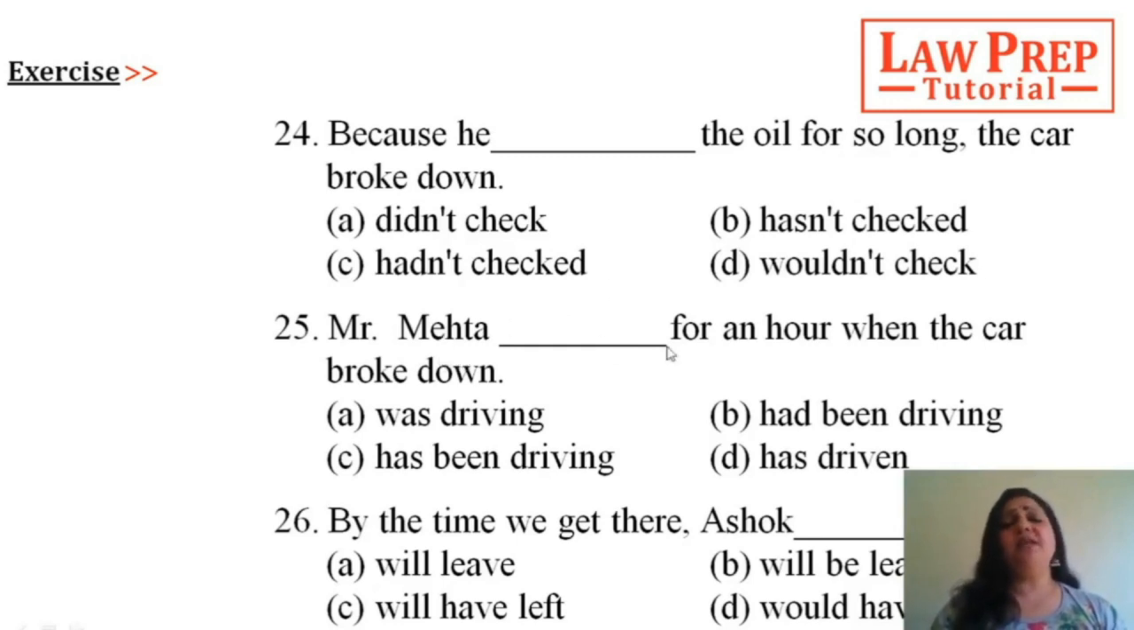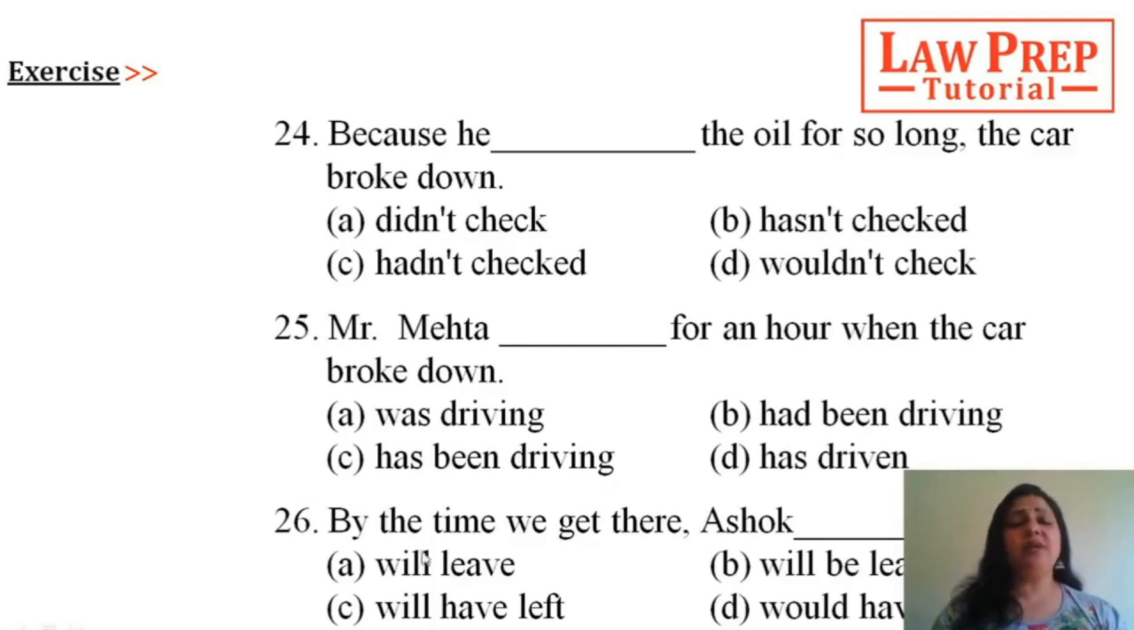Mr. Mehta drove for an hour when the car broke down. So format is the same, it's just to test you. So Mr. Mehta, naturally you use no continuous, so you can't use was driving. Had been driving, has been driving, has driven. We can't use has with the past tense, broke. So we cross A and D. Had been driving or has been driving for an hour when the car broke down. So he had been driving for a long time, and then he came to know that the car broke down. What's the meaning of the word broke down? Yes, right. Stop working due to some mechanical failure.